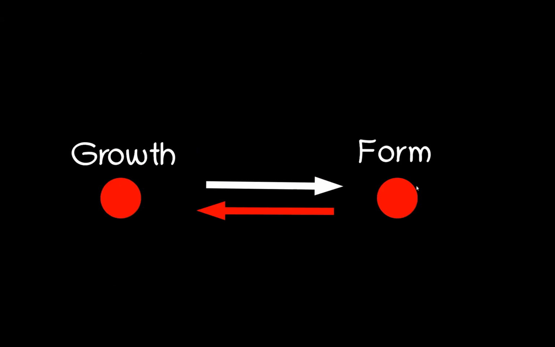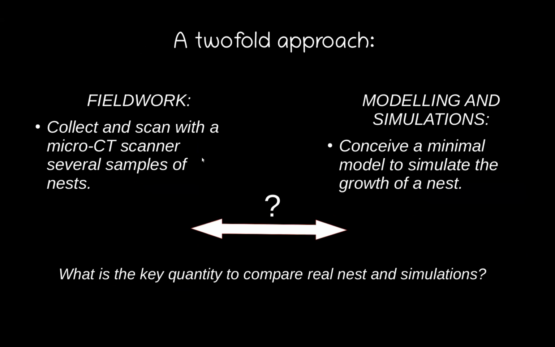For this reason, we tried a different approach, which is looking at the final shape and inferring from this the growth mechanism. This demanded two parallel pieces of work. On one side, we went to the field and collected some samples that we scanned with a CT, the same device that Kamal used. Then we compare this 3D shape with the output of a model that can possibly mimic termite action.